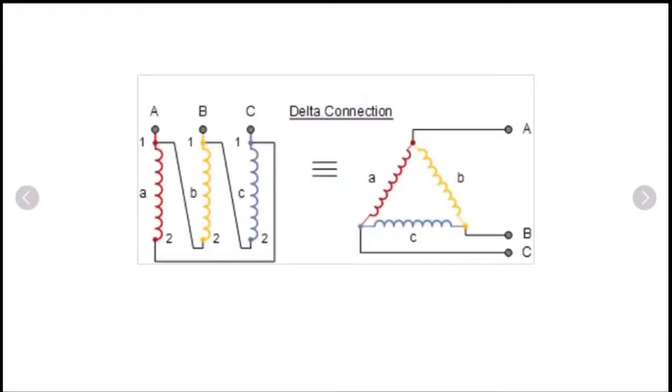Here you can easily see that we have three coils: A coil, B coil and C coil. Now we will try to understand how we make a delta connection. If we connect the head of A coil to the tail of B coil, the head of B coil to the tail of C coil, and then the head of C coil to the tail of A coil, it will make a delta connection and it will look like this. We will represent delta connection by a triangle. Okay, so this is how we make a delta connection.